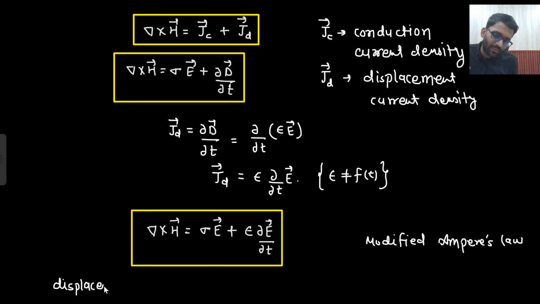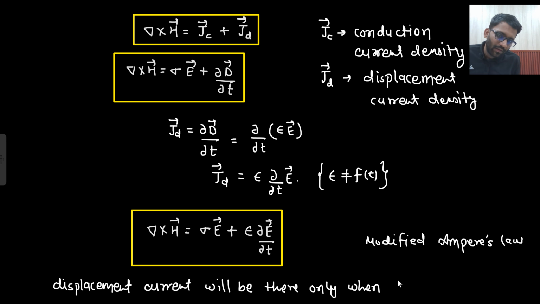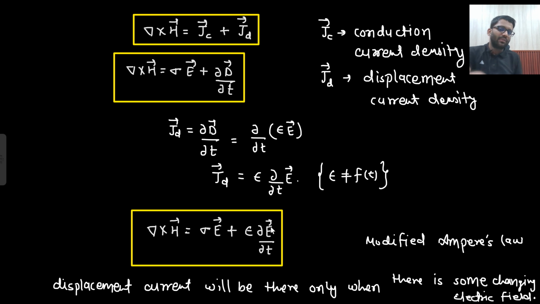Displacement current will be there only when there is some changing electric field. Because if del E by del t, or you can say d by dt, is 0, then there is none. In place of changing, I should write time varying, right? Time varying.